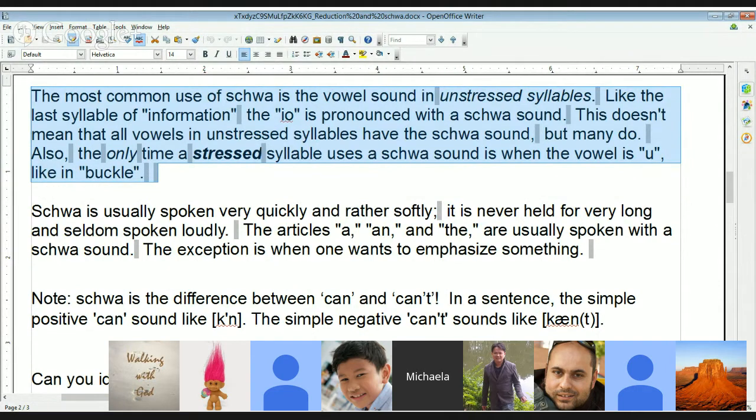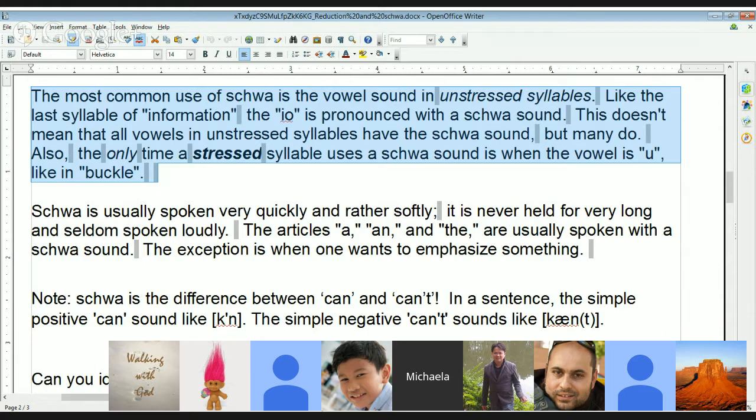This doesn't mean that all vowels in unstressed syllables have the schwa sound, but many do. Also, the only time a stressed syllable uses a schwa sound is when the vowel is used, like in buckle.